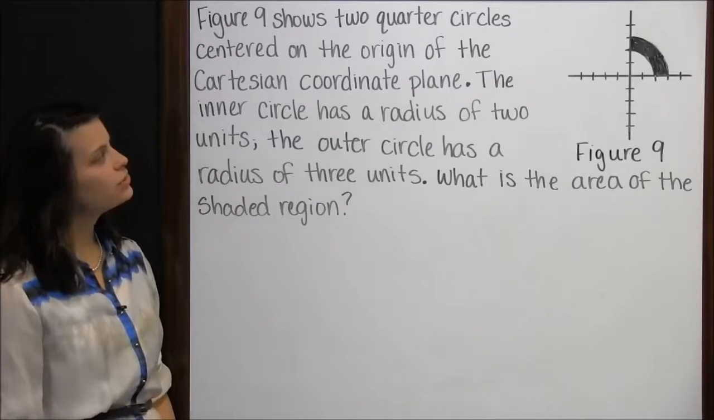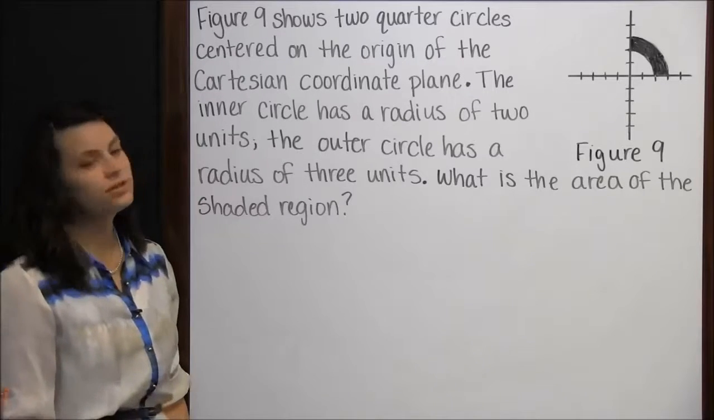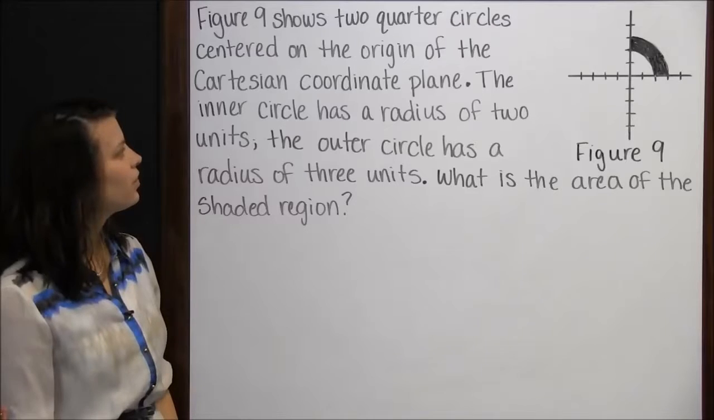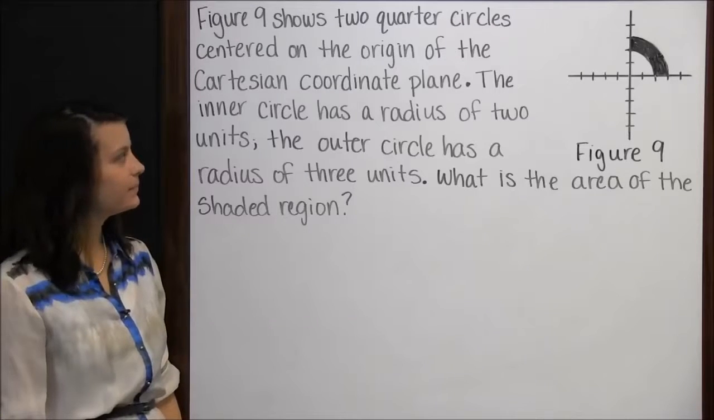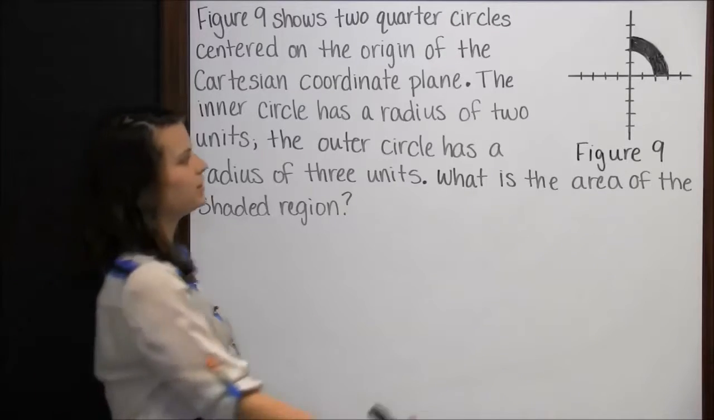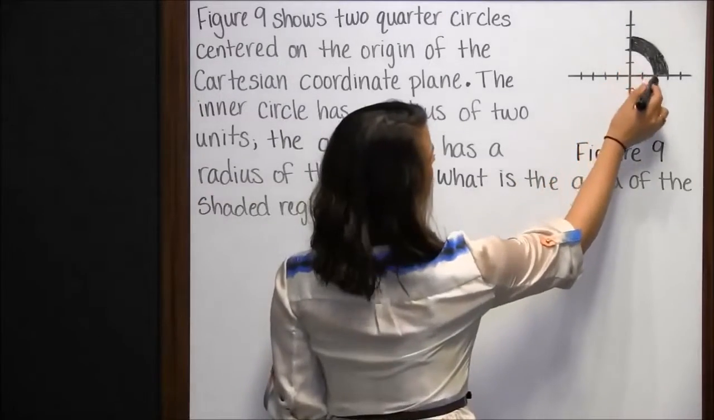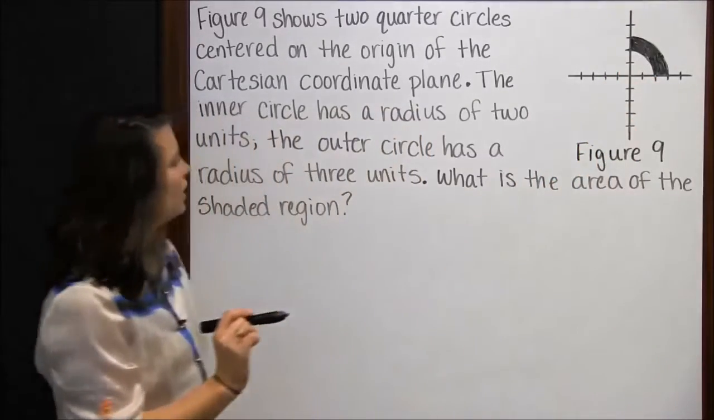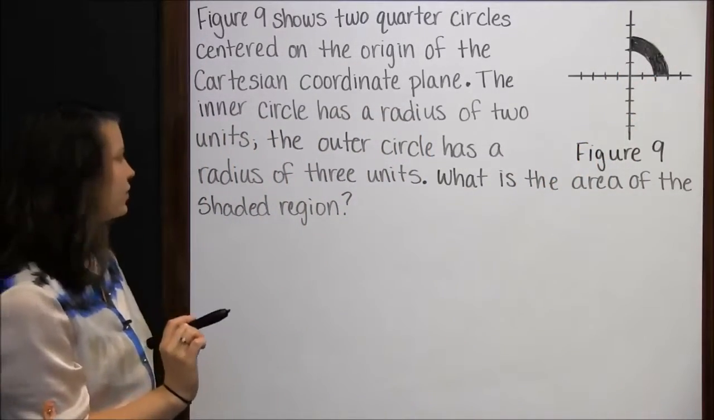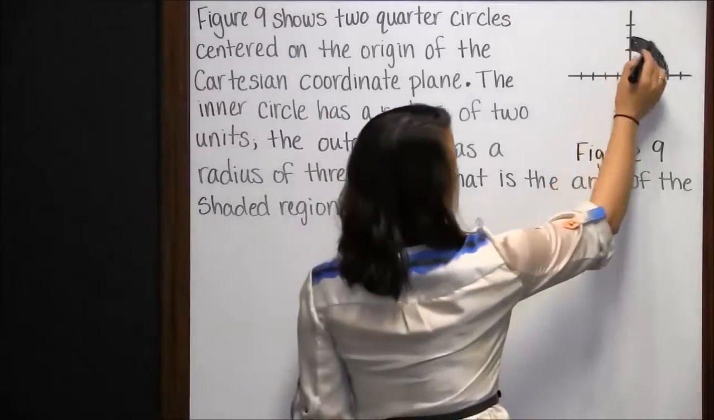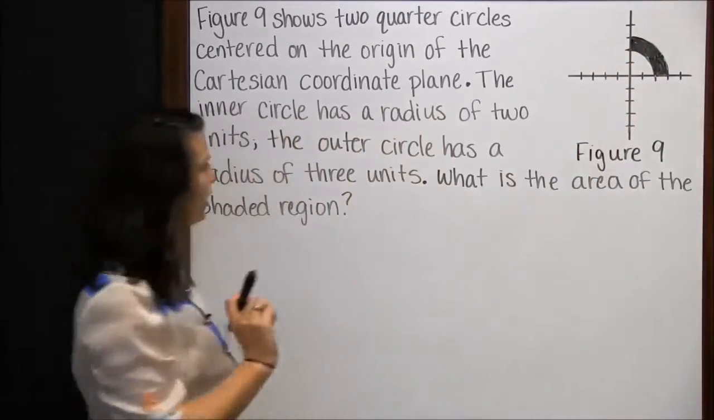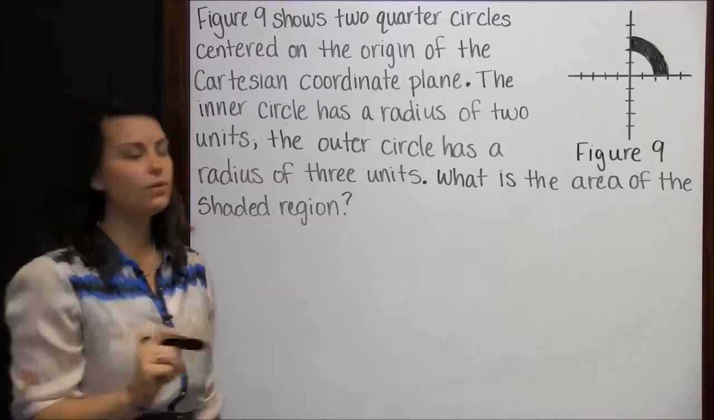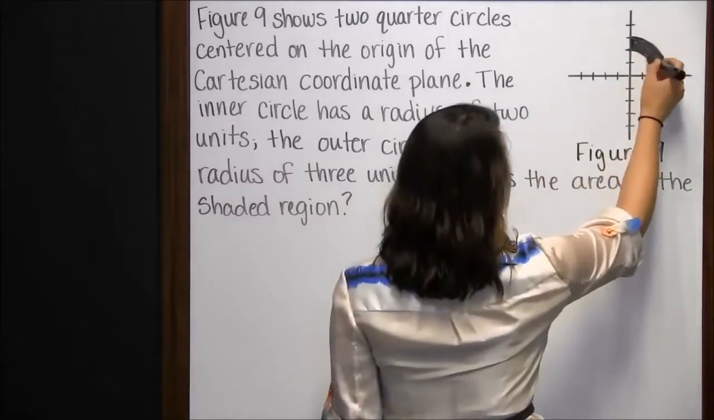Figure 9 shows two quarter circles centered on the origin of the Cartesian coordinate plane. The inner circle has a radius of 2 units. The outer circle has a radius of 3 units. What is the area of the shaded region? So that's right in here.